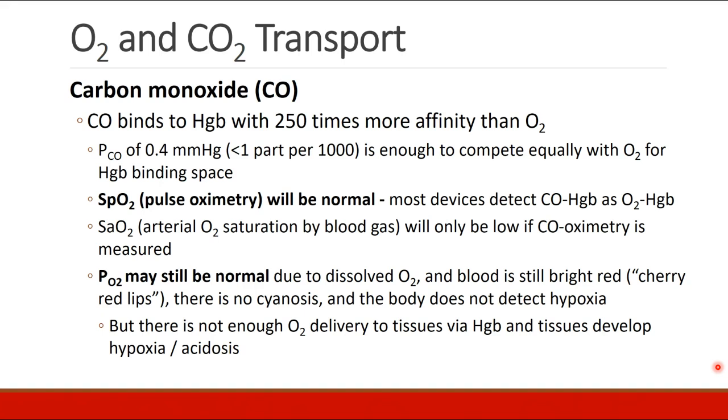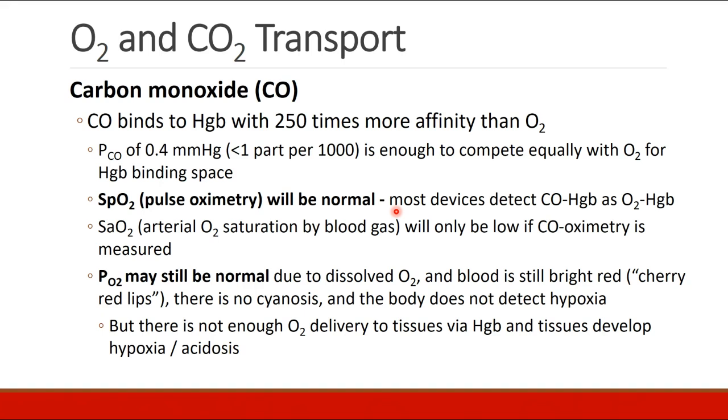Now, when patients have carbon monoxide toxicity, if you put a pulse oximeter on their finger, it will probably be normal because most pulse ox devices detect carboxyhemoglobin the same as oxyhemoglobin. It looks identical to that device. And so it will look like they have a 100% saturation because it's detecting carboxyhemoglobin as oxyhemoglobin.